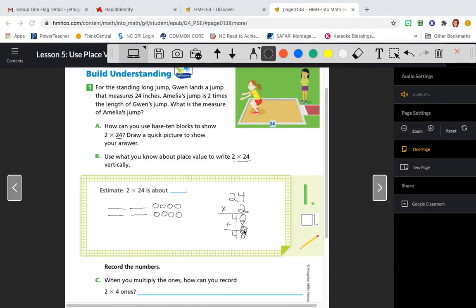Oh, we forgot to estimate. Miss Jennifer left that one little step out. So we're going to estimate. We're going to round that 24 to 20. And our estimate is 40. So, to check our answer, 40 and 48 are close together, so we can say that our answer is reasonable. All right, we're going to make sure you have those answers written down because we're going to use those for C, D, and E.